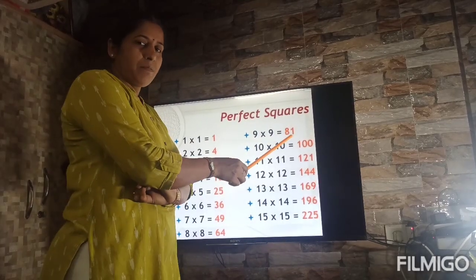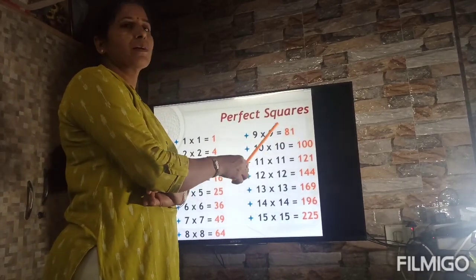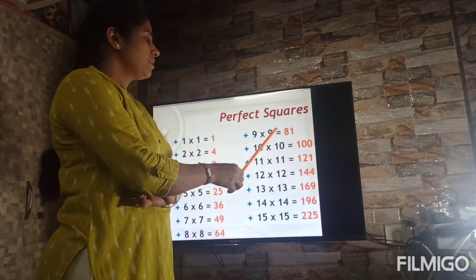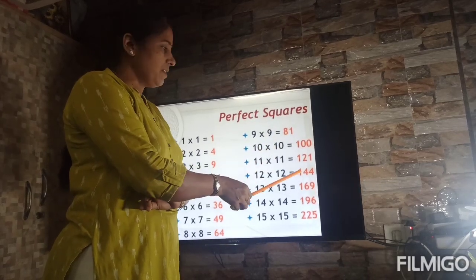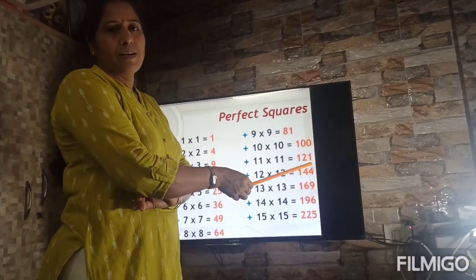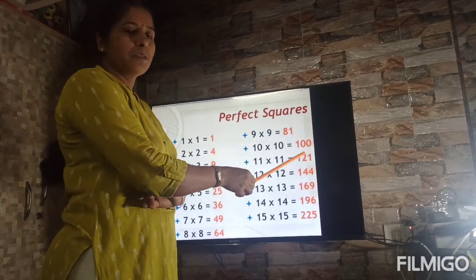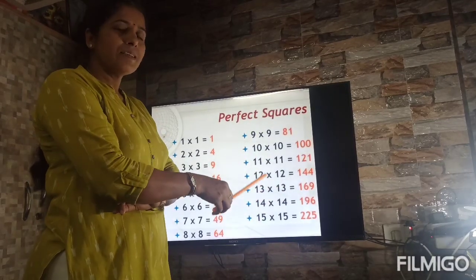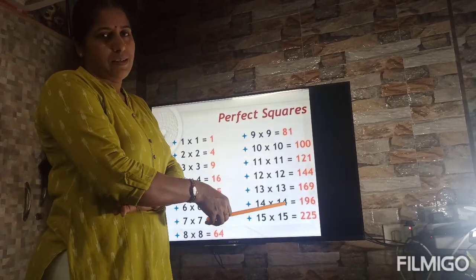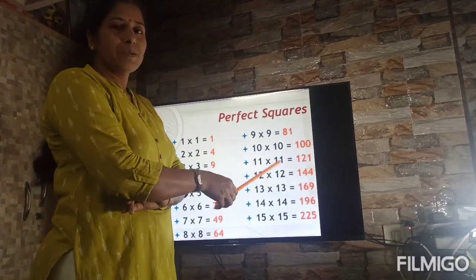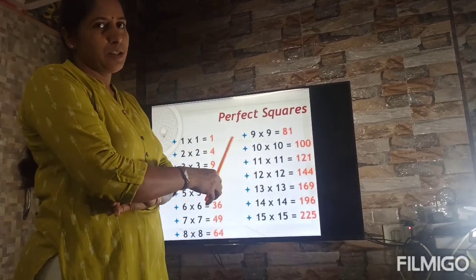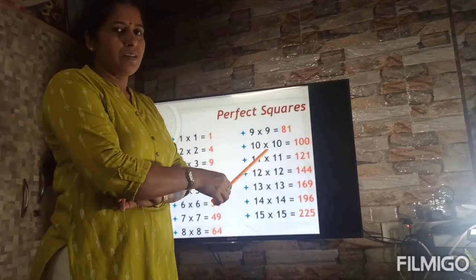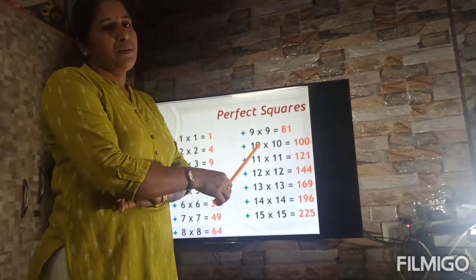81 is a square number. It is a perfect square. It is the product of two equal integers, 9 into 9. 100 is a square number. It is the product of 10 into 10. 121 is a square number. It is the product of 11 into 11. Like that, you have to practice these squares up to 30. 1 to 30 squares. I'll give a chart that you have to practice properly. If you know squares 1 to 30, then that is very useful for your study.